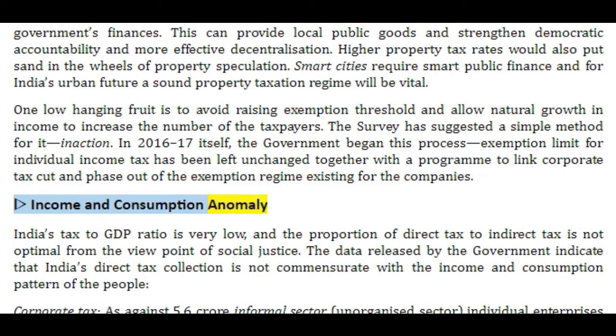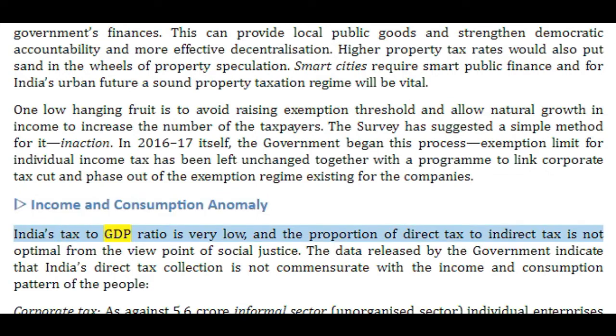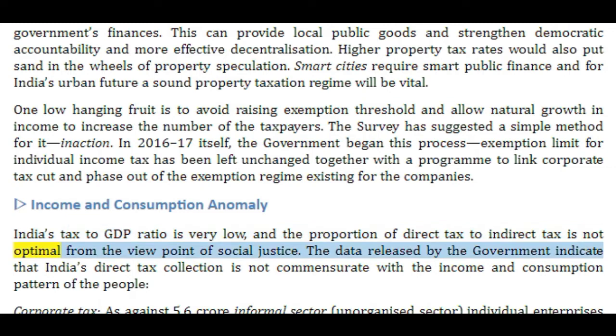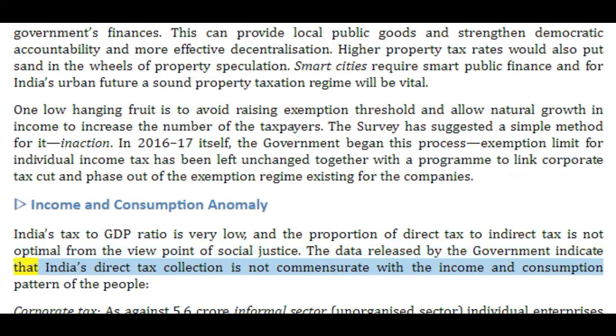Income and consumption anomaly. India's tax to GDP ratio is very low, and the proportion of direct tax to indirect tax is not optimal from the viewpoint of social justice. The data released by the government indicate that India's direct tax collection is not commensurate with the income and consumption pattern of the people.